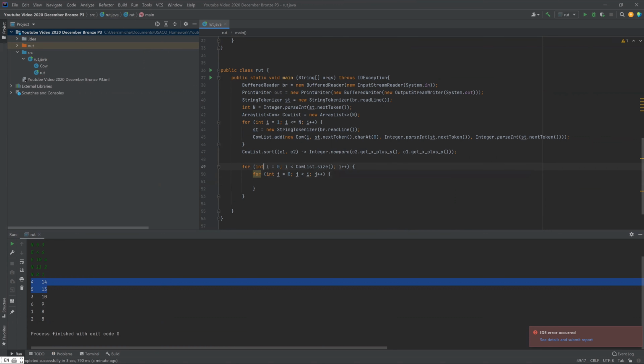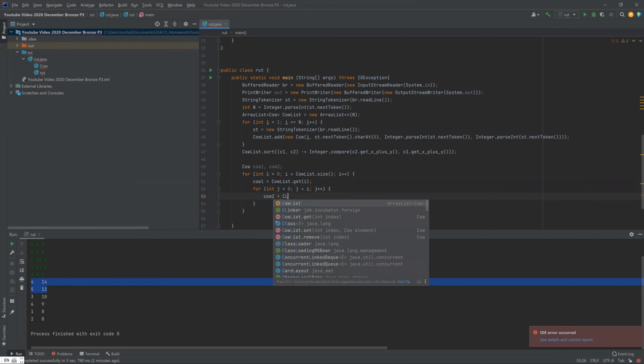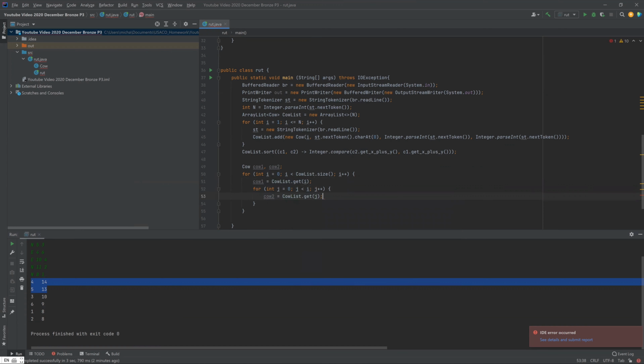All right, actually I get cow 1, cow 2. Cow 1 will be the cow at location I, and cow 2 will be the cow at location J. Semicolon there. Okay. Cow 1 is equal to cowList.get(I), so get the I cow, and cow 2 is equal to cowList.get(J). So cow 2 will be the J cow, right?